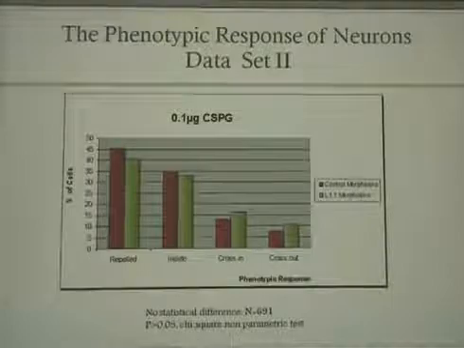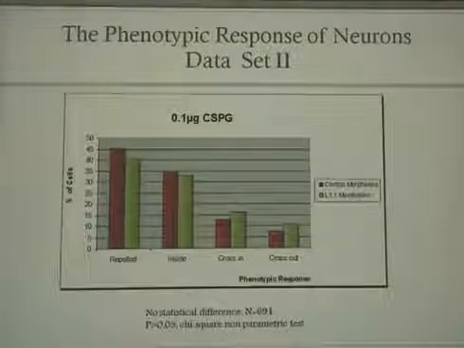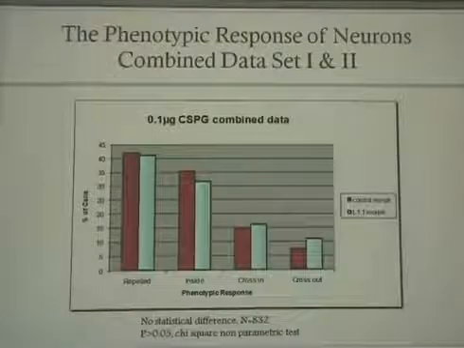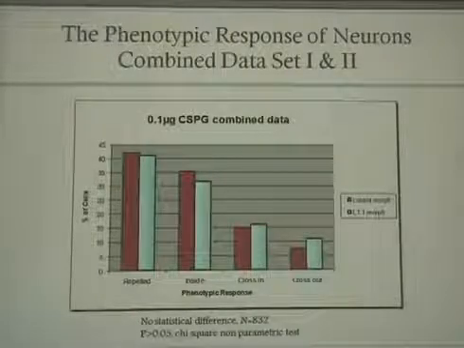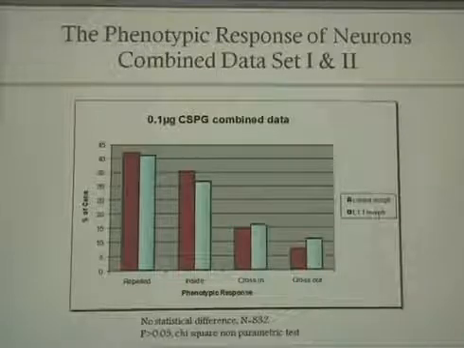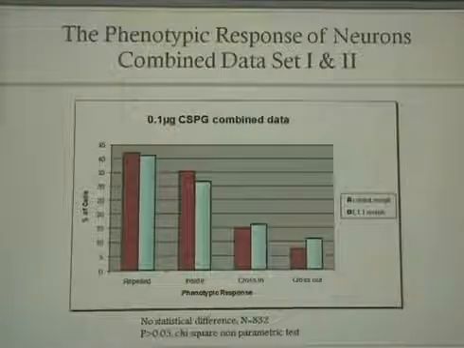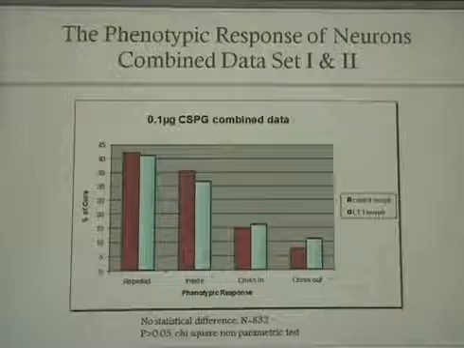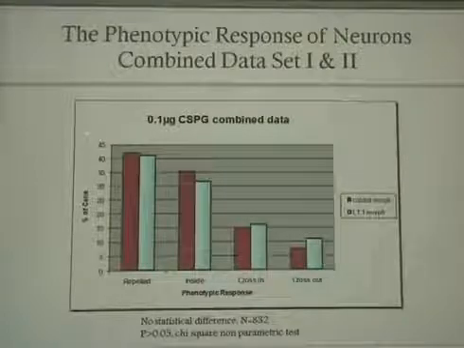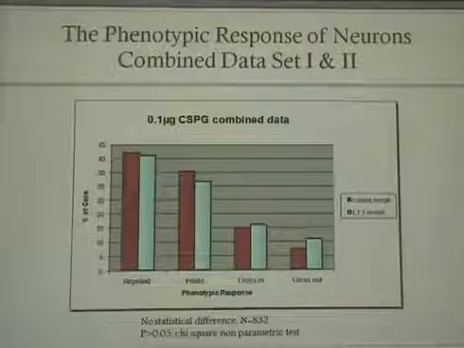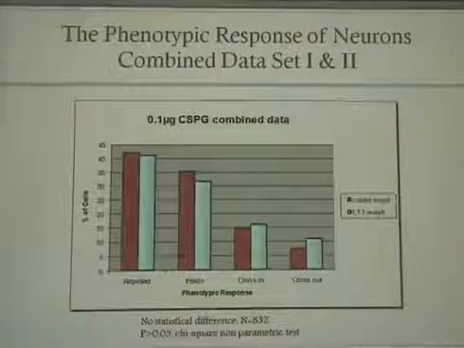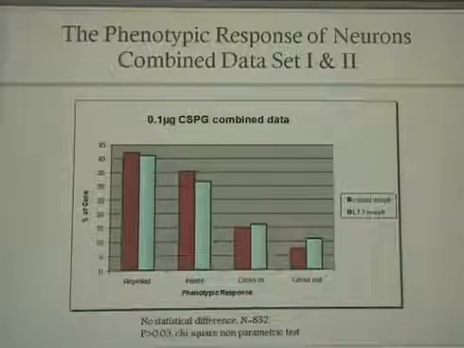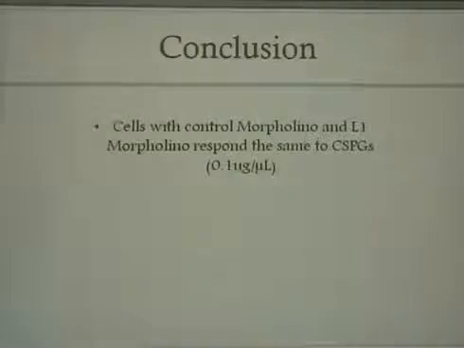Since these were raw numbers of cells that I saw, as you heard from Rachel from the cell study, I combined my data to see if cells repel, we're going to have a chance to show a significant difference, or cells that are crossing in to show another significant difference. I did not observe a significant difference in my statistical data. I saw a p-value greater than 5% in a non-parametric test. So my conclusion is that cells with control morpholino and L1 morpholino responded the same to CSPGs.